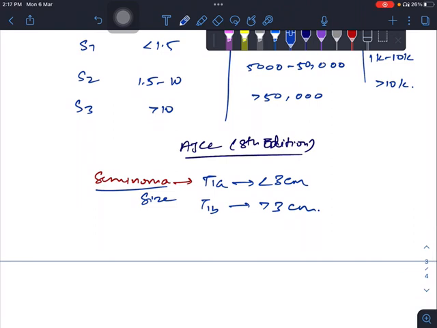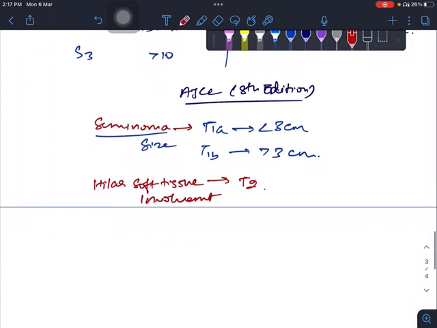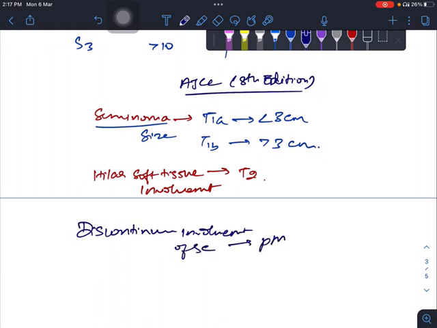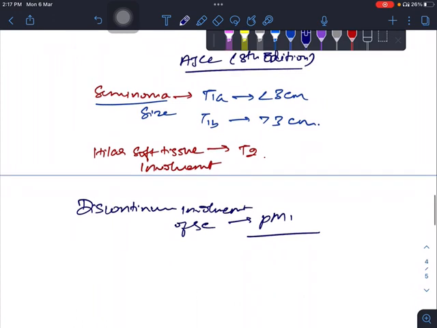And hilar soft tissue involvement comes under T2. Okay, so another thing is that discontinuous involvement of the spermatic cord comes under pathological M1. Okay, these three things you keep in mind.